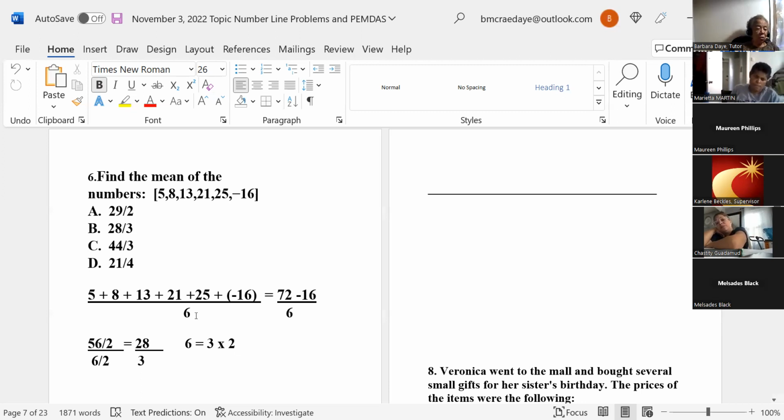So all you had to do was look at the 6 and say, okay, what two numbers multiply to give me 6? 3 and 2. Of those two numbers, which can I divide into 56? Well, 3 won't go into 56 without a remainder, right? But 2 will go into 56 because half of 56 is 28.